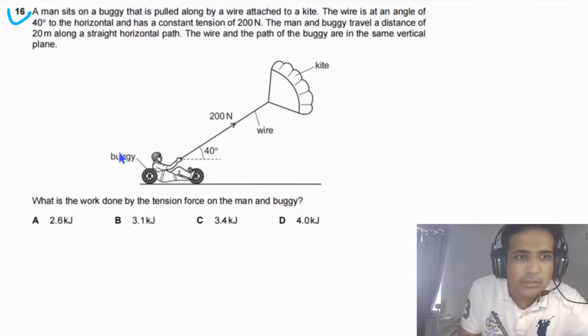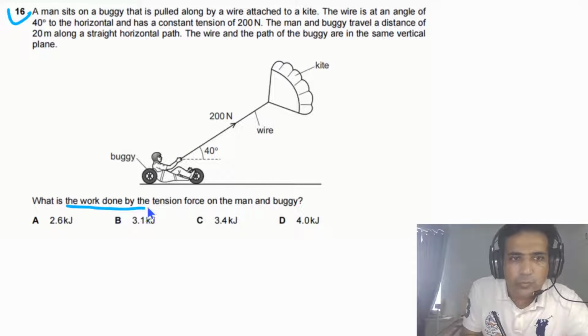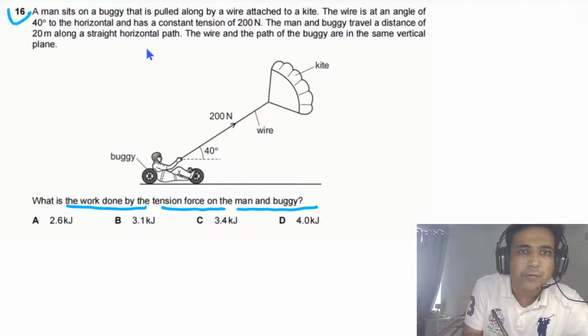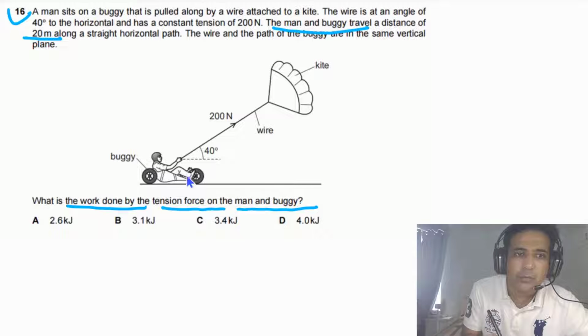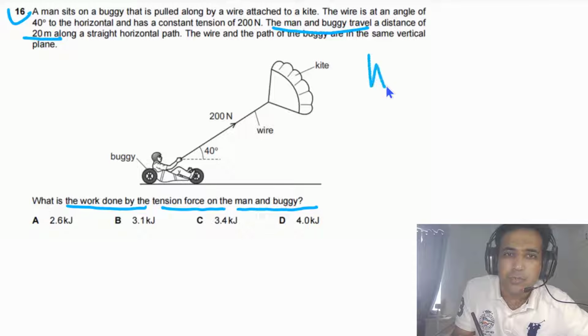For question number 16, we need to find out what is the work done by the tension force on the man and the buggy. It is given to us that the man and the buggy travel a distance of 20 meters. So we need to find the work done by the tension force on the man and the buggy. This is a very straightforward question.